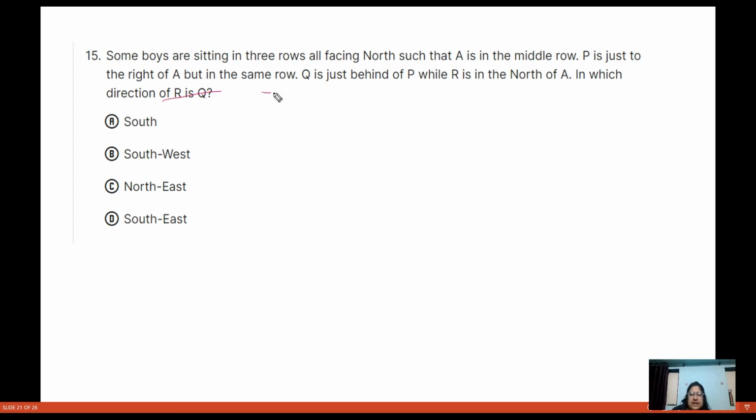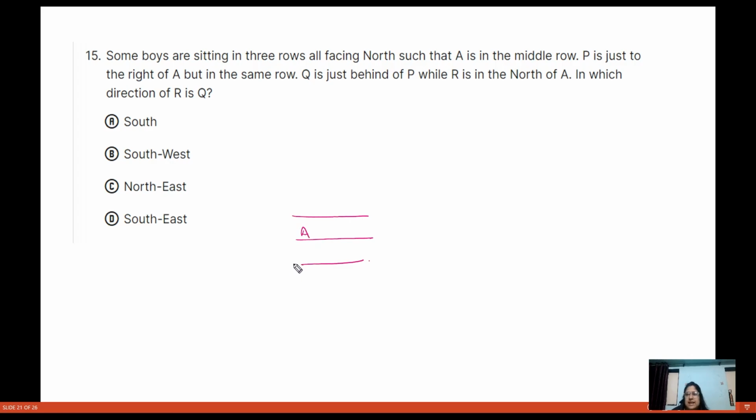Now, some boys are sitting in three rows, all facing north, such that A is in the middle row, P is just to the right of A, but in the same row, Q is just behind P, while R is to the north. In which direction of R is Q? So some boys are sitting in three rows, all facing towards north. Three rows means, what do you mean by row? This way is a column, and this way they are sitting in rows. Now everybody is facing towards north. There are three rows, and it says A is in the middle row.